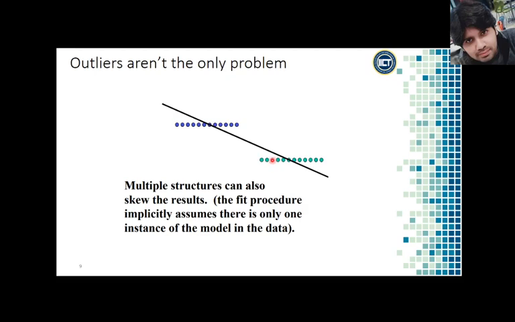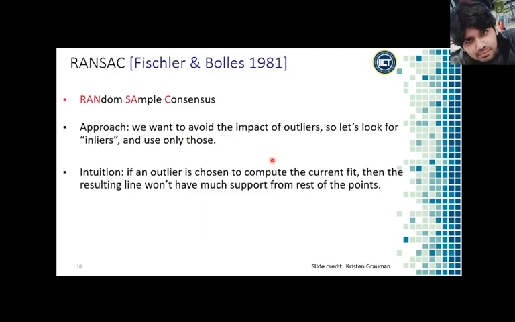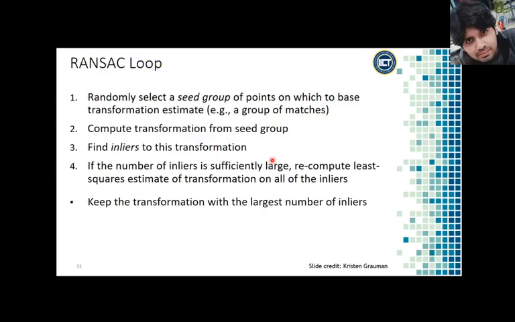So there is a method which was proposed by Fischler and Bolles in 1981, that is random sample consensus. The approach is to avoid the impact of outliers, so that we should only focus on the inliers and use them to fit the model. So the intuition is, if an outlier is chosen to compute the current fit, then the resulting line won't have much support from the rest of the points. So it's also based on voting.